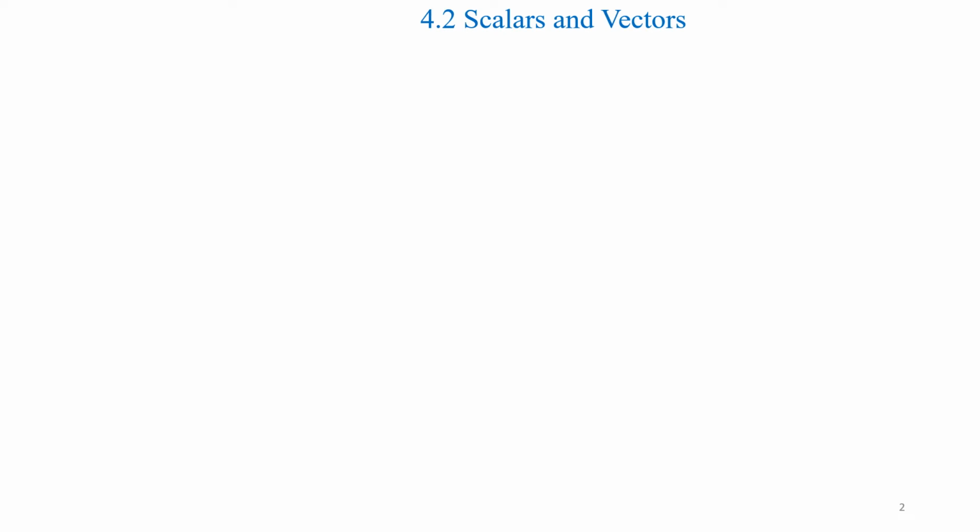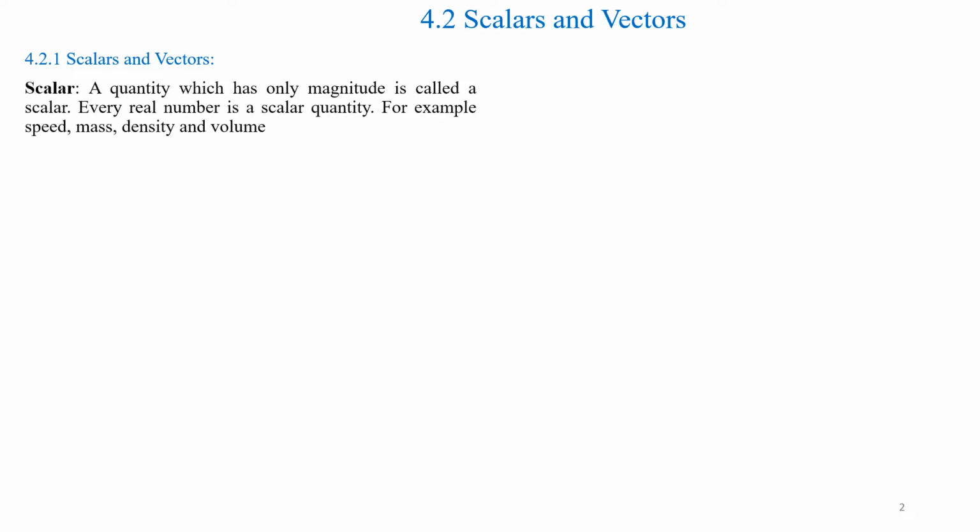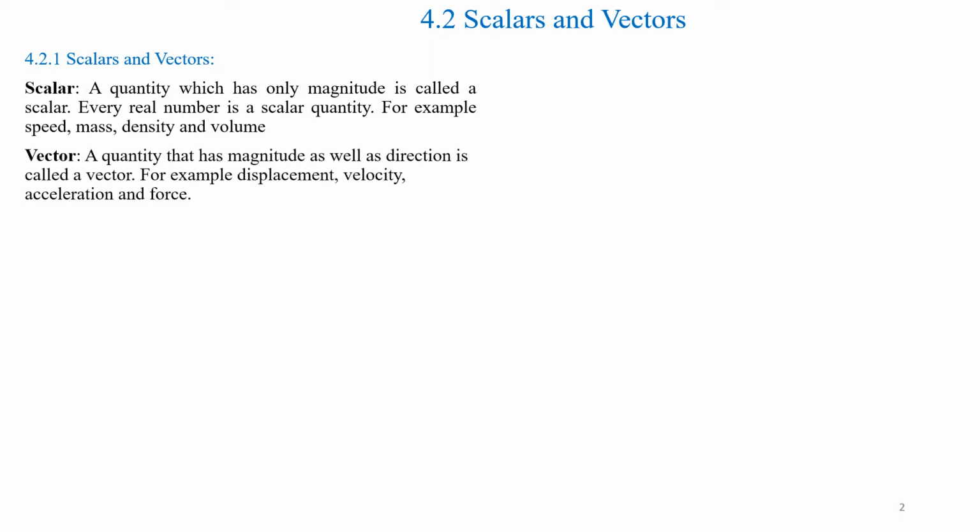Scalars and vectors. A quantity which has only magnitude is called scalar. For example, speed has only magnitude but no direction. Mass has only magnitude but no direction. Density also has only magnitude but no direction. Similar is the case with volume. Hence, every real number is a scalar quantity.